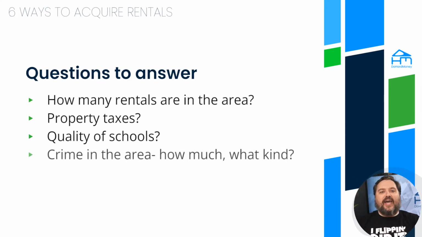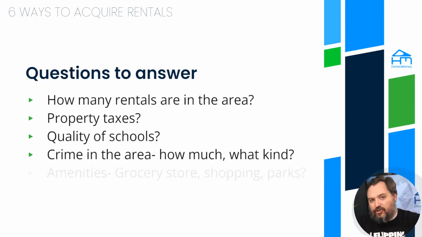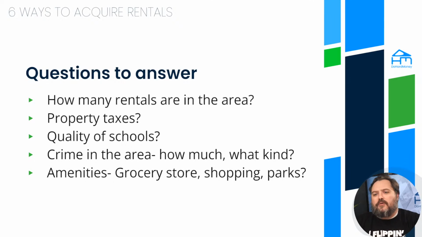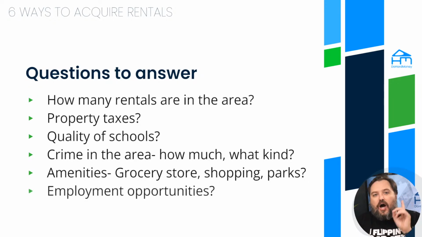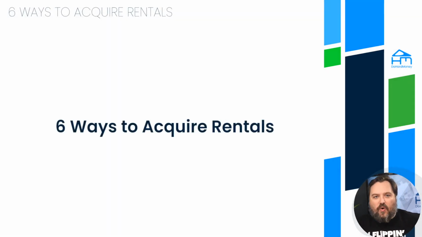I don't know. Okay, so crime in the area. How much crime, and more importantly, what types of crimes are happening in the area? It's one thing if there's crime, it's another thing if there's violent crime. It's another thing if there's theft and burglary and shootings and all that type of stuff. Next thing we want to be looking for is amenities like grocery stores, shopping, parks. There's got to be things to do, and there's got to be jobs in the area. Employment opportunities, the next thing that we're really looking for when we are looking for these ways of acquiring rental properties.